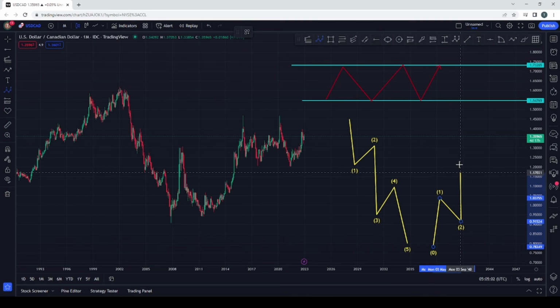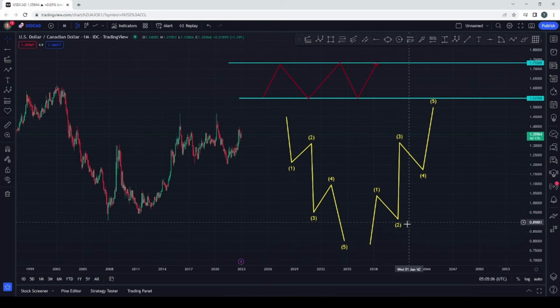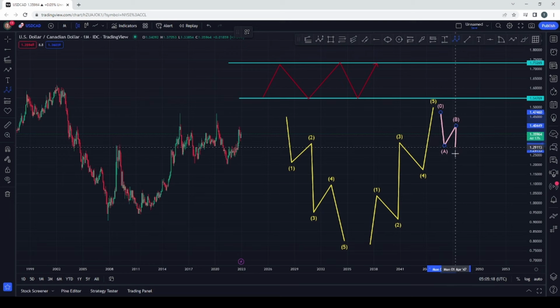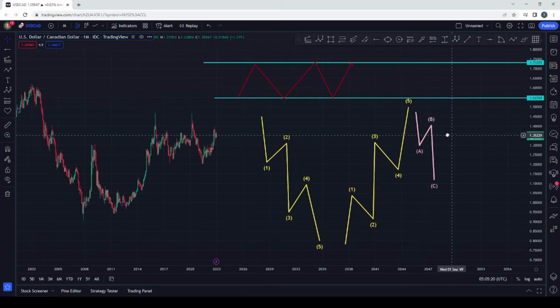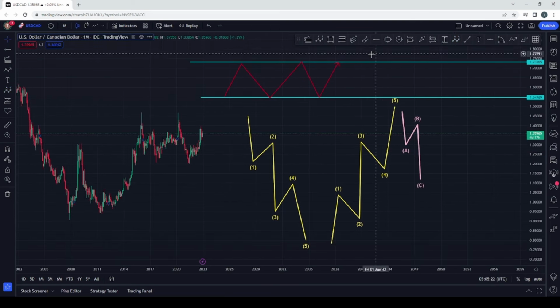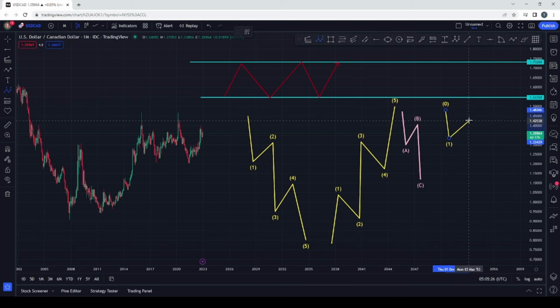1, 2, 3, 4, 5. And at the end of this 5-wave pattern, what you could have is either a reversal or a correction. A correction is an ABC pattern. Well, if you get a reversal instead, what you get is a 5-wave pattern for a reversal.